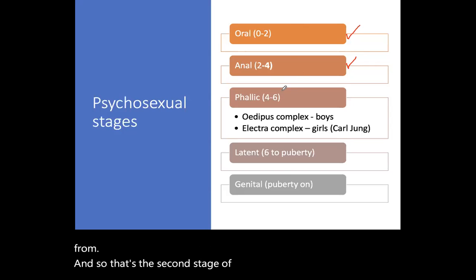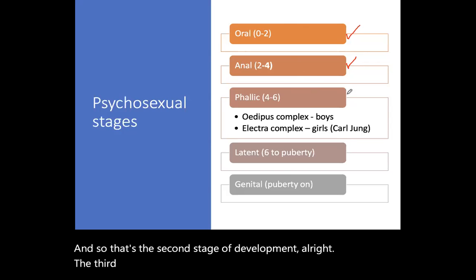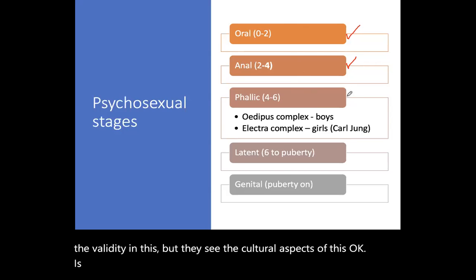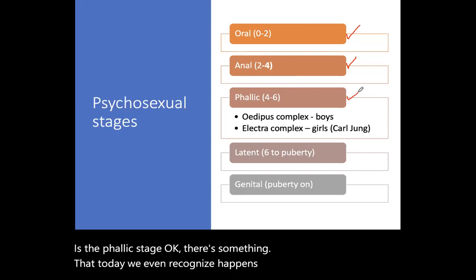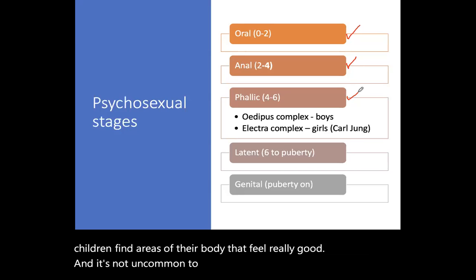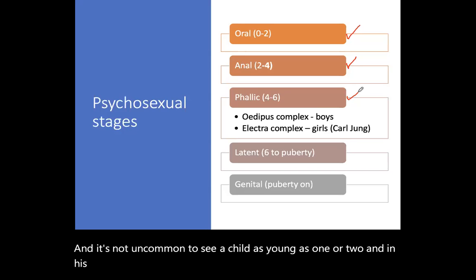All right. The third stage of development, and I'm hoping everyone doesn't see the validity in this, but they see the cultural aspects of this, okay, is the phallic stage. Okay, there's something that today we even recognize happens before birth, and that is children find areas of their body that feel really good. And it's not uncommon to see a child as young as 1 or 2, and at 3, 4, 5, and 6, touching themselves or masturbating.